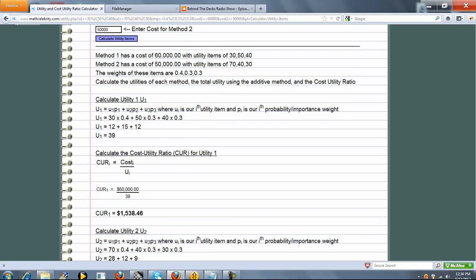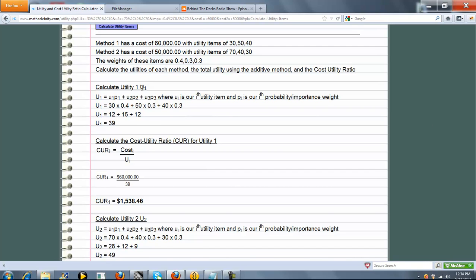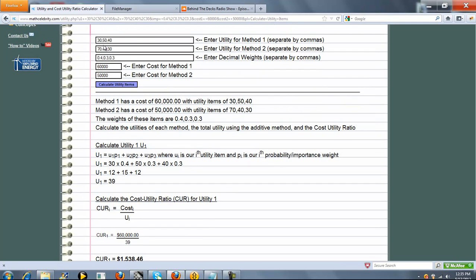So the first thing we do is calculate utility 1, which is denoted as U1. And all that is the sum of the products of each utility times its respective weight. So if we go back up here, you can see your first utility item was 30, which is here, and the weight of it was 40% or 0.4. Second was 50 times a 0.3 weight, and last was 40 times a 0.3 weight. So we go ahead and multiply those through, evaluate, simplify, we get utility 1 is 39.